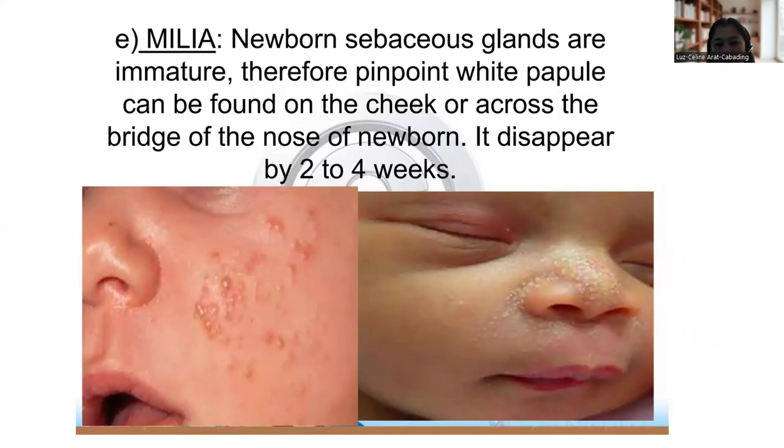Here you see these white spots on a newborn's face. These are what we call milia. These are newborn sebaceous glands that are still immature. Therefore, they appear as pinpoint white papules, and they can be found on the cheeks and on the bridge of the nose. But after a month, usually this already disappears because the skin now learns to adjust to the environment.